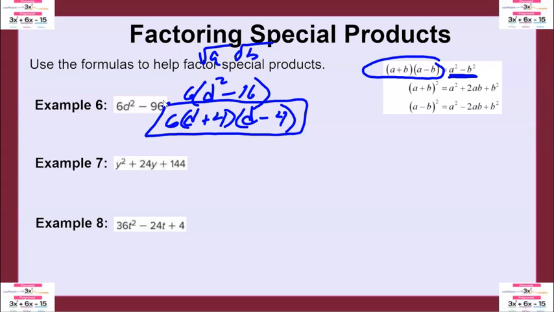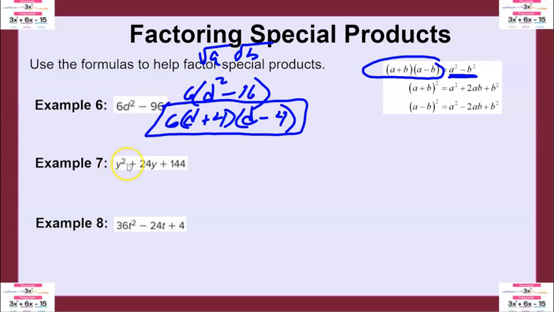And if you were to FOIL this, I would have d times d, which is d squared. D times negative 4 is negative 4d. 4 times d is a positive 4d. So the 4d's cancel each other off. And I'm left with 4 times negative 4, which is negative 16. D squared minus 16. Multiply all that by 6. That's how we get our 6d squared minus 96.